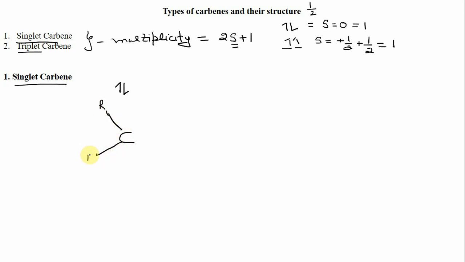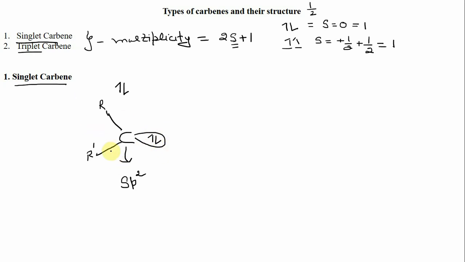So this is R, say this is R prime. Now in case of singlet carbene, this carbon has sp2 hybridization. So there are 3 sp2 hybrid orbitals. 2 are involved in formation of these single covalent bonds, while the third sp2 hybrid orbital consists of a non-bonding pair of electrons, and both of these electrons are present in the same orbital, and since they are present in the same orbital, they must have anti-parallel spin.